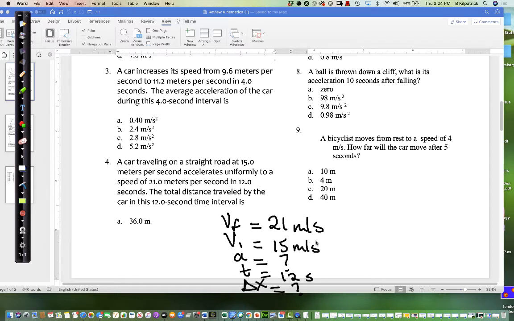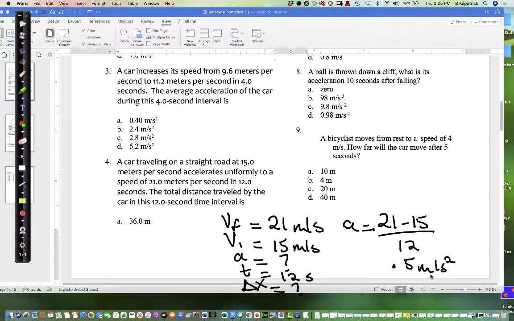So I'm going to use which equation to do that? Which one? Do you have the sheet, top middle? Top middle. VF equals VI, over T. Looking for acceleration. Okay, yeah, so we can solve for the acceleration. So it's 21 minus my VI, divided by my time of 12 seconds. And then when I get my acceleration, I should get 0.5 meters per second squared.